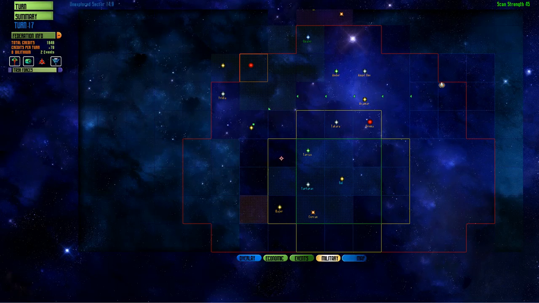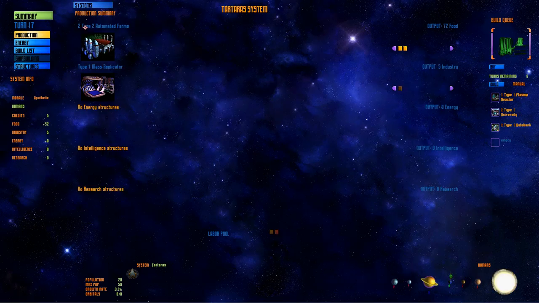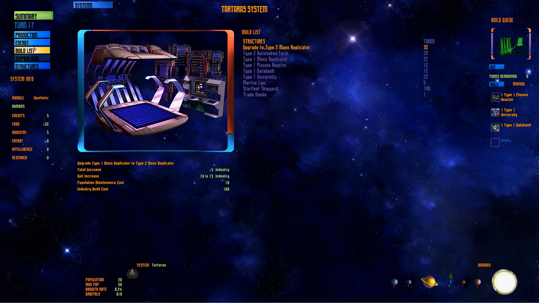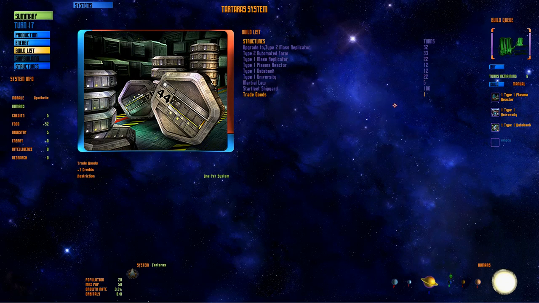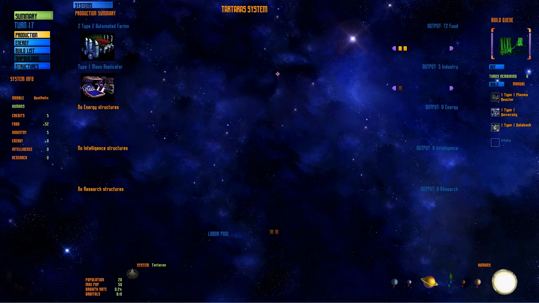Then, with all that in mind, let's see what we are building at the Phara system. We're building a Type 1 plasma reactor in 8 turns. We won't have the population to do any of these things. However, it's very good to keep all these things queued up so we can upgrade it. We have plenty of food. We do have 2 units of population, so we can do a few things if we want to.